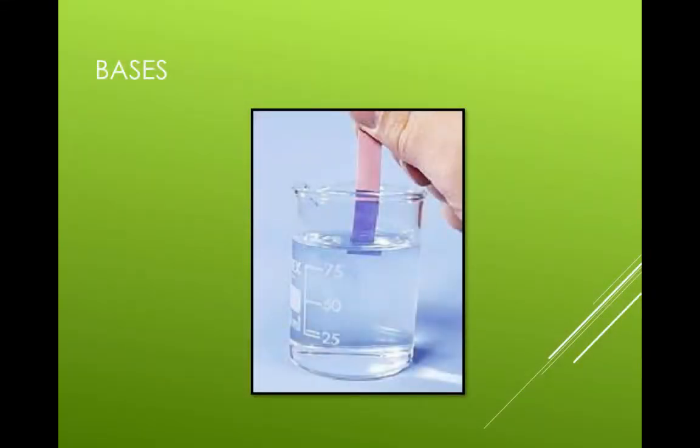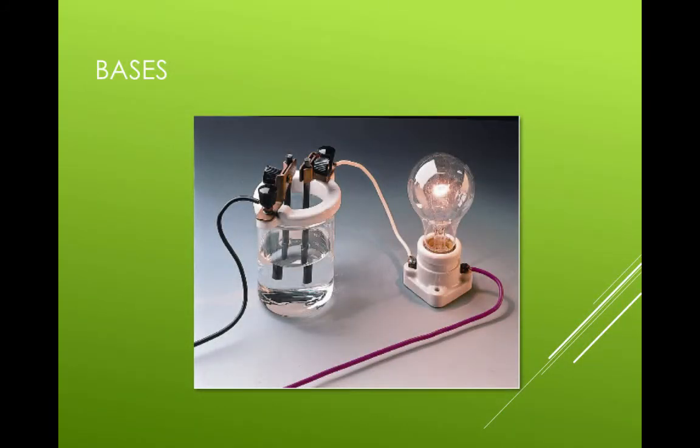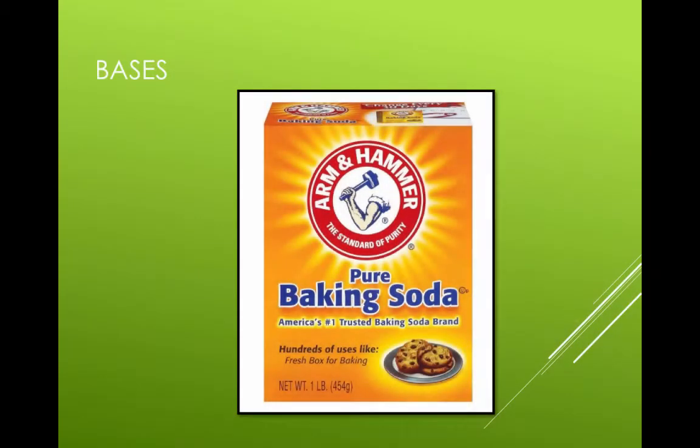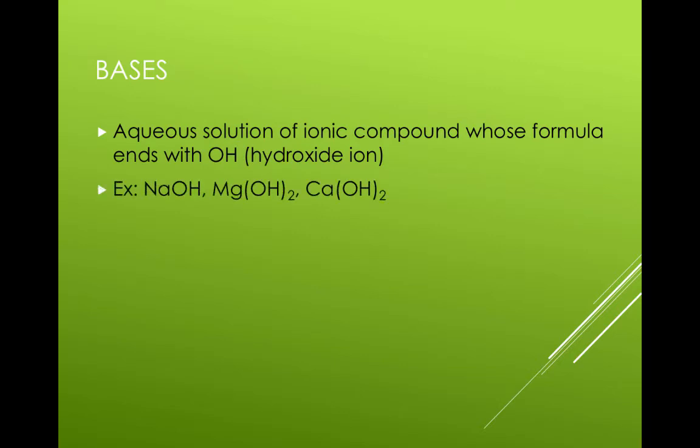Bases, on the other hand, turn red litmus paper blue. They also conduct electricity when dissolved in water. They are slippery and bitter tasting, like baking soda and soap. Chemically, these are aqueous solutions of ionic compounds that end with the hydroxide ion, the OH ion. Examples of these are NaOH, Mg(OH)2, and Ca(OH)2.